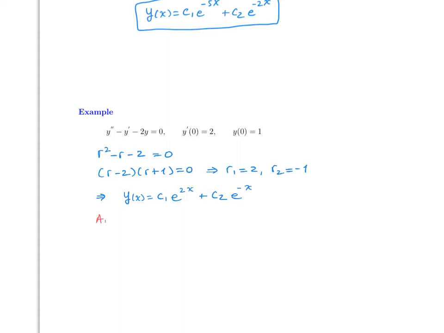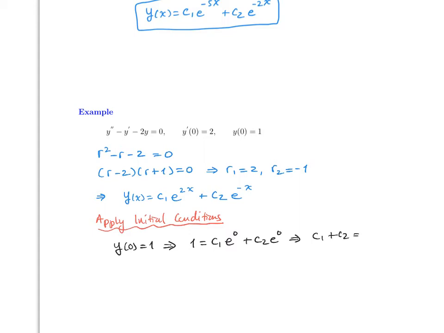So then if we apply the initial conditions, okay, this is the only way you can find out the value for c1 and c2. So let's start with this one, y of 0 is equal to 1. So that means that 1 is equal to c1 e to the 0 plus c2 e to the 0. So from here we get this equation that c1 plus c2 is equal to 1.